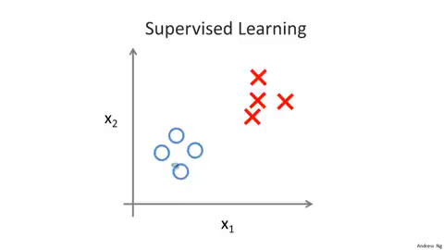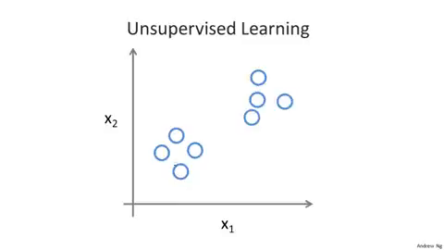We're given data that looks like this, that doesn't have any labels, or that all has the same label, or really no labels. So we're given a data set, and we're not told what to do with it, and we're not told what each data point is. Instead, we're just told, here is a data set. Can you find some structure in the data?